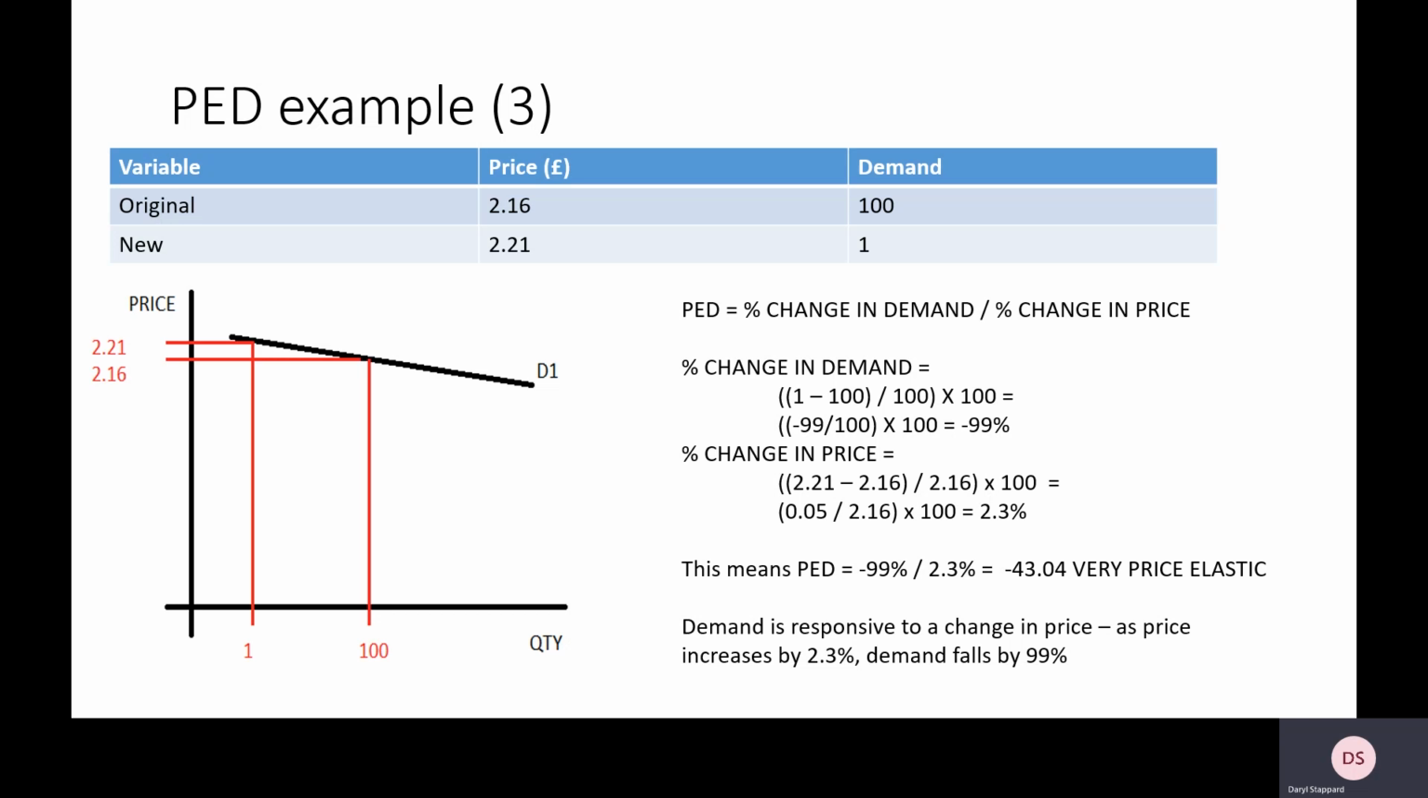Now, if I put the numbers into the formula this time, look what we get. Demand falls by 99% following a 2.3% increase in price. If I put these numbers into the formula, I get a score of minus 43.04. So demand is now very, very price elastic.